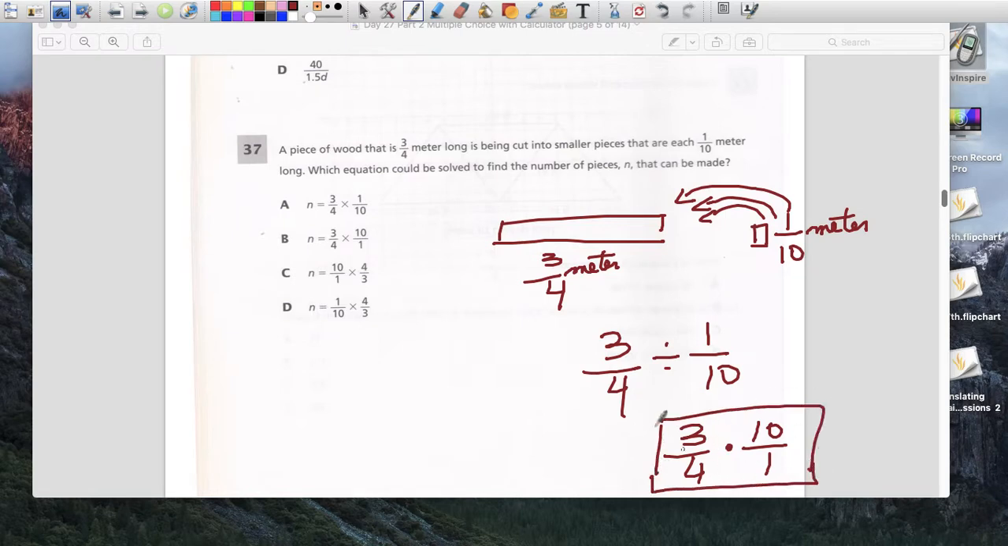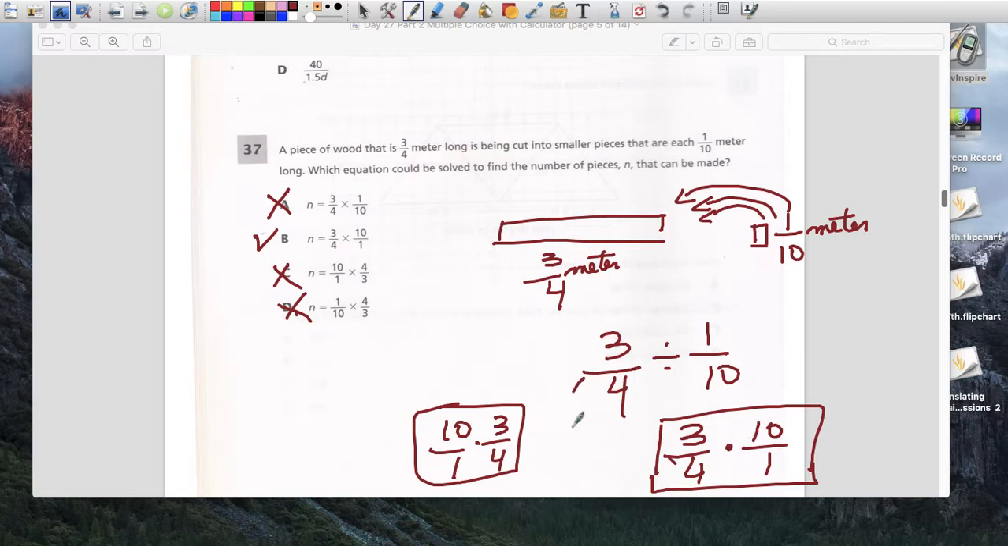So if any of the choices A, B, C, or D look like 3/4 times 10 over 1, well, definitely not this. No. And no. It's 3/4 times 10 over 1. If they had written it the other way around, that would also be valid because multiplication is commutative and it doesn't matter which one comes first. But they wrote it this way, so the only one that works is 37B.